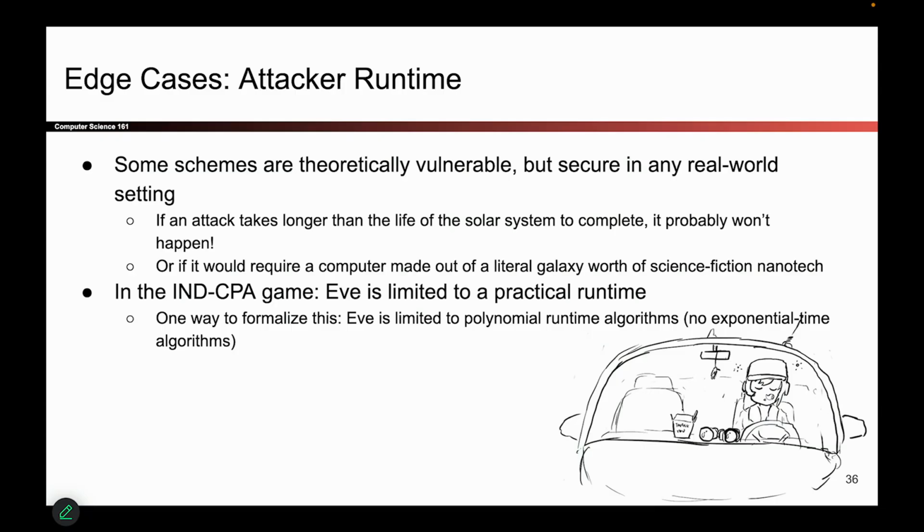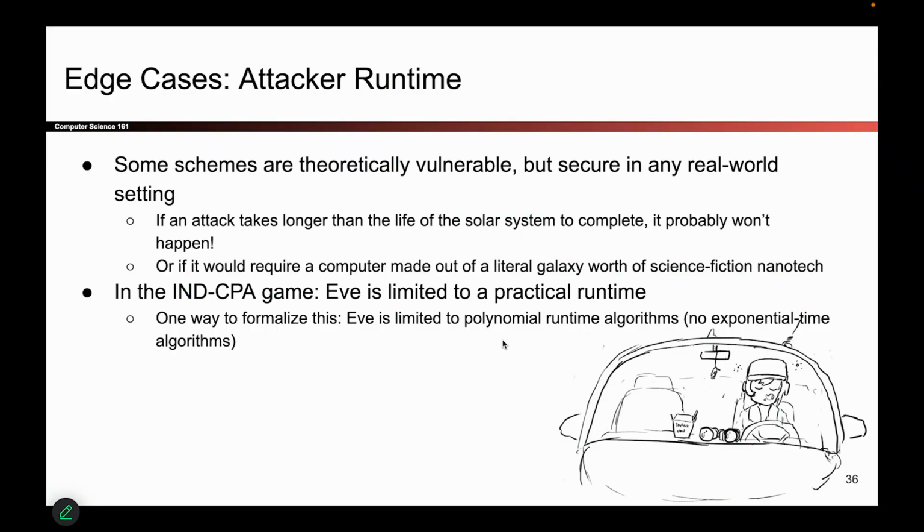If you have a scheme and Eve is able to break it, but she takes 1 billion years to do it, that's not an attacker that we realistically have to worry about. We should only think about the attackers that are limited to some practical runtime. And what practical means depends on your threat model. What do you consider practical? If someone can break it in 100 years, is that practical? So it kind of depends on your threat model.